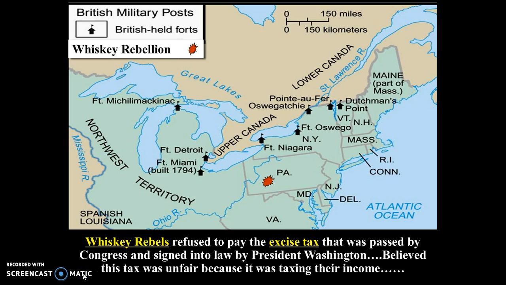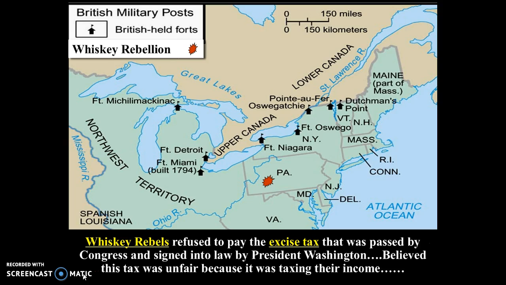So one of the first issues he has to deal with is in western Pennsylvania. There are Pennsylvania farmers who are producing whiskey. It gets called the Whiskey Rebellion because they are rebelling, refusing to pay a tax on whiskey that was signed into law by President Washington. They believed it was unfair because it was taxing their income. So we don't have an income tax at this point in history, but this was specifically taxing their income.